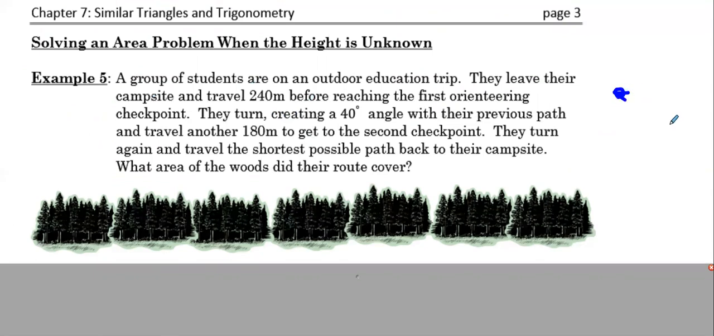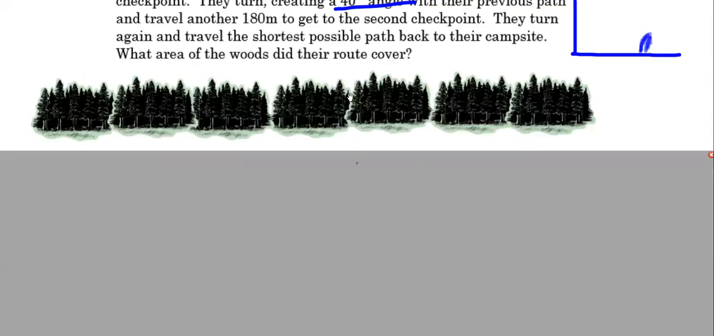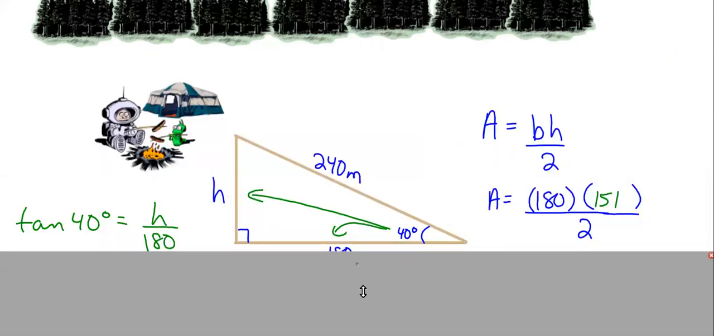Now the problem is you don't know, are they going this way? Are they going that way? You don't know. All you do know is that after the 240 meters, they turn, creating a 40-degree angle with their previous path. So let's see this. Let's say they walk down this way, and that's 240 meters. Then they turn on a different path, and the angle between them is 40 degrees. That's what that's saying. And then they travel another 180, and then the shortest path back. So just to take a look at how that could look.